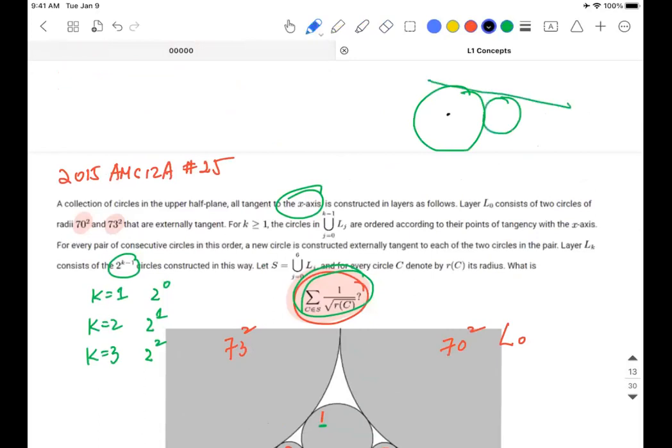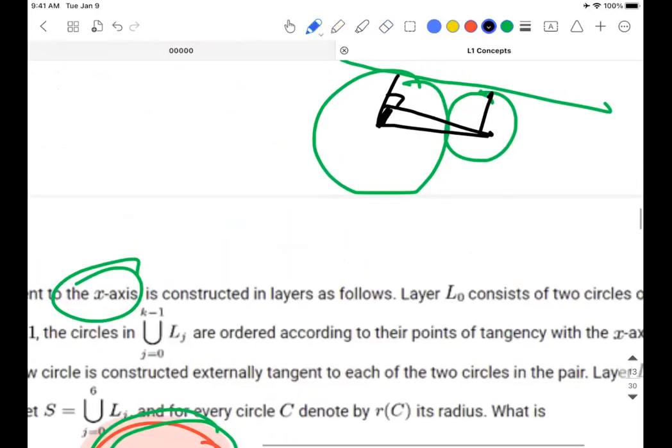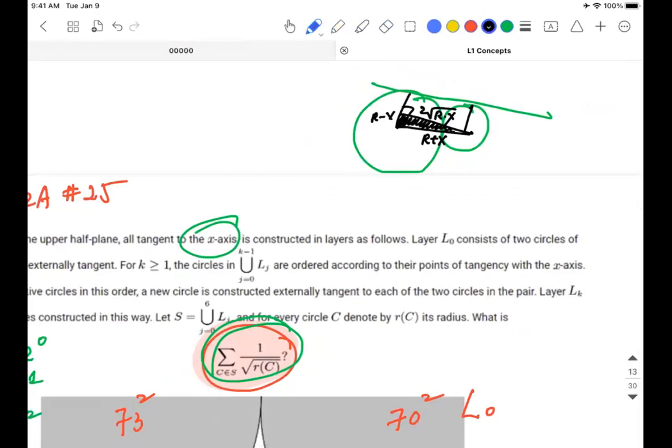We always want to do this: make a connection and a perpendicular line. All the magic is going to happen from here. This is big R minus small r, this is big R plus small r, and this is 2 root big R times small r. Is that right? We're going to use exactly the same thing to help you solve the problem.